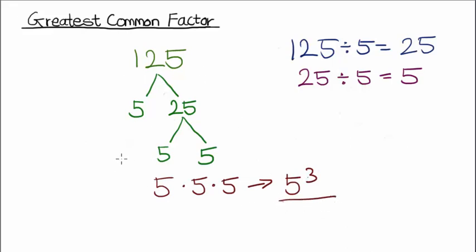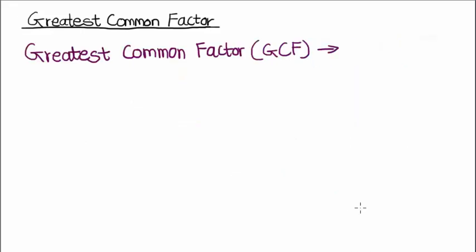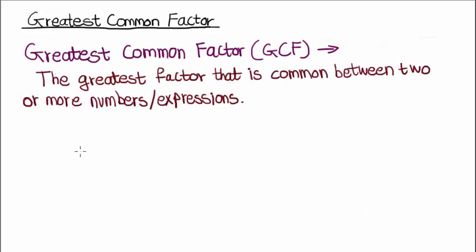Now let's go over the concept of greatest common factor. Greatest common factor is often referred to as the GCF. And the largest factor that is common between two or more numbers or expressions is known as the greatest common factor of those numbers or expressions. So now let's do a few examples involving greatest common factor so you get a better understanding of what they are.